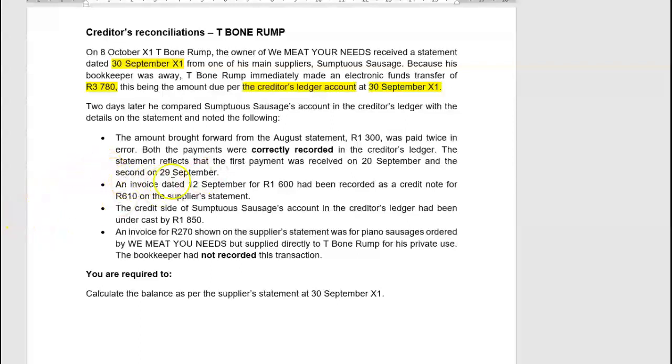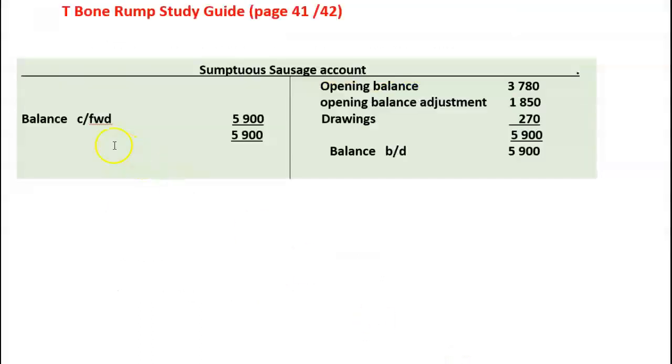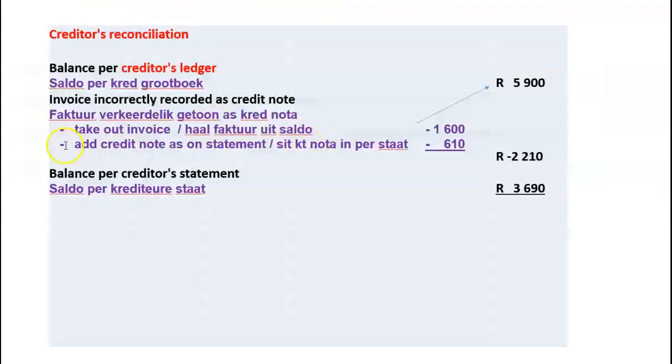The second one: an invoice dated 12 September of R1,600 had been recorded as a credit note for R610 on the supplier statement. Now guys, you must decide from where you are going to start reconciling. Let's assume we're going to start reconciling from the creditors ledger balance to the creditors statement balance. We don't know the final balance as yet. So in the T account, we're going to start with the 3,780 that we have, and that is how far we are with that account now.